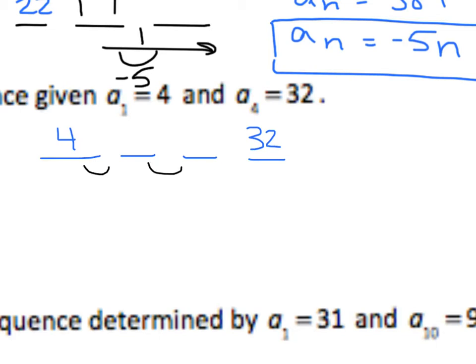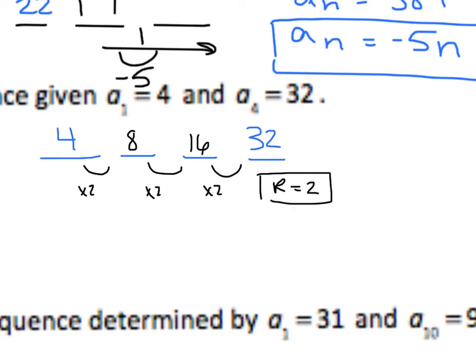If I know it's geometric and I see that it's getting larger with each term, so from 4 to 32, it's going to be multiplied by a whole number. I'll always try and start with 2's and see if that works. 4 times 2 is 8. 8 times 2 is 16. And sure enough, 16 times 2 is 32. So obviously my common ratio is going to be 2 to get from 4 to 32 in only 4 terms. If that didn't work, I'd go to 3 and 4 and 5 and so on. So we'll practice that, but that's how I would find my common ratio.